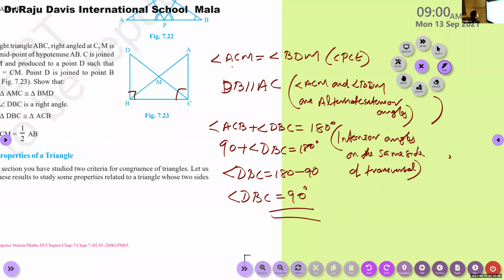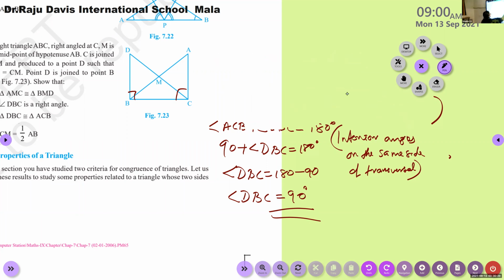Okay, next question is what? We have to prove triangle DBC congruent to triangle ACB. All of you look at those two triangles, DBC and ACB. Can I rub this? Is it over, all of you? Yes, ma'am.